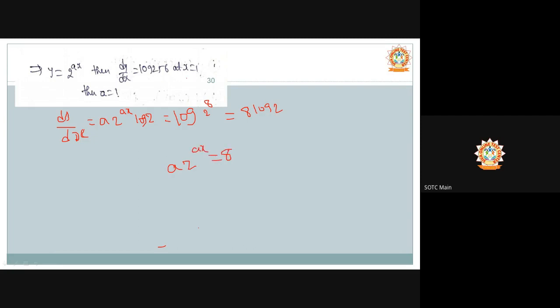So at x is equal to, how much did he give, 1, you can substitute in the place of x as 1, it will come a 2 power a is equal to 8. Now tell me what a will become. 2, sir. Very good, 2 is the correct answer. Clear? Yes, sir.